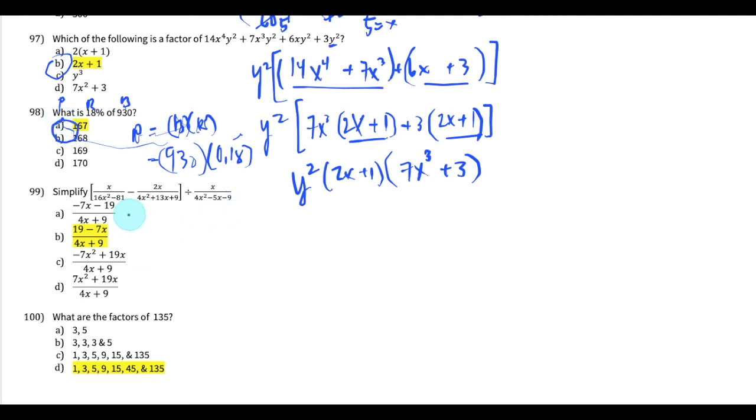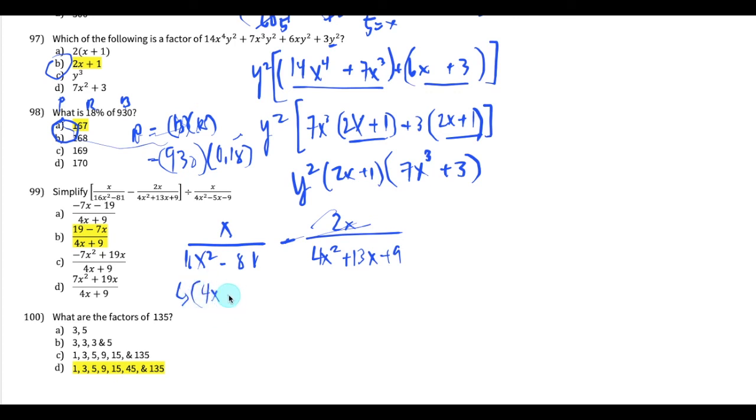Number 99. Simplify this one. Okay, so una natin gagawin to simplify is yung nasa brackets. X over 16x squared minus 81 minus 2x over 4x squared plus 13x plus 9. Okay, here anong factors nito? Ang factors nito is 4x minus 9 times 4x plus 9. Right? Difference of two squares. How about this one?